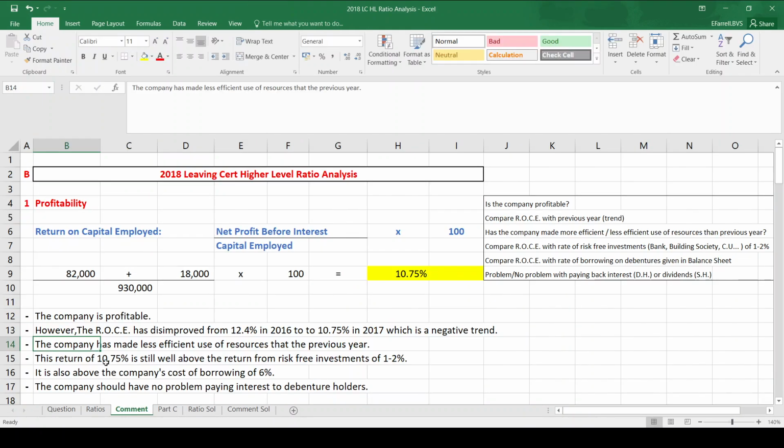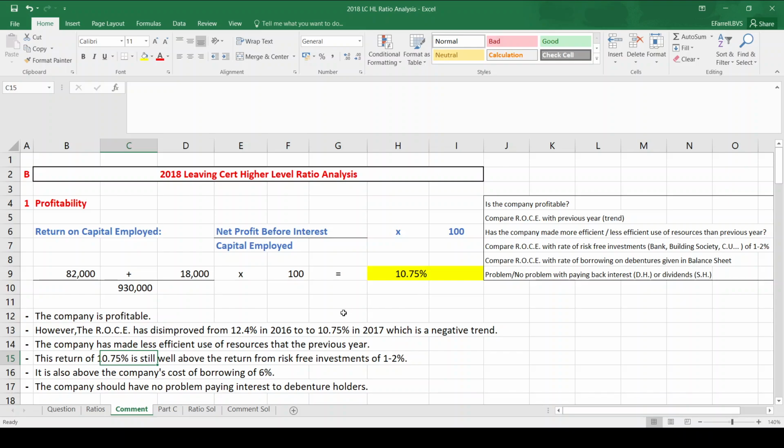So we compare our return to that, and 10.75 is better than 6, so it probably does make sense to borrow the money in this case. So we simply say it's also above the company's cost of borrowing of 6%. If the company's cost of borrowing was 12%, you'd say it was below the company's cost of borrowing of 12%, which would be a worrying trend or something like that.